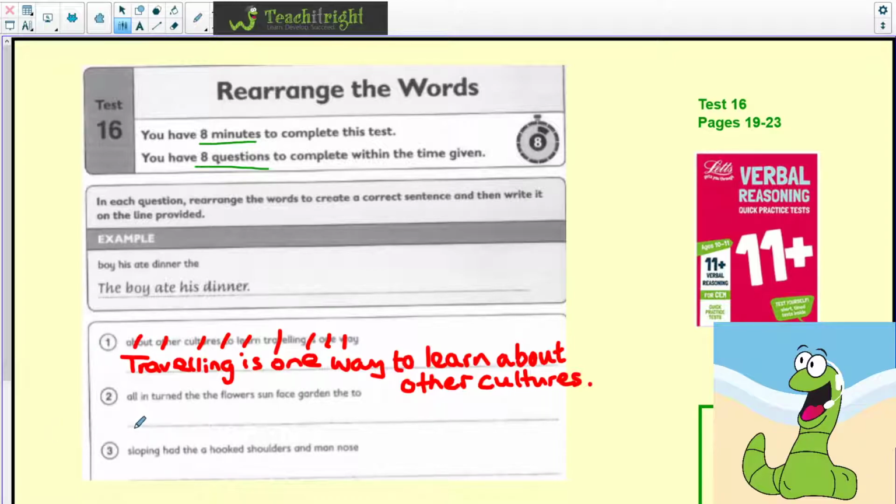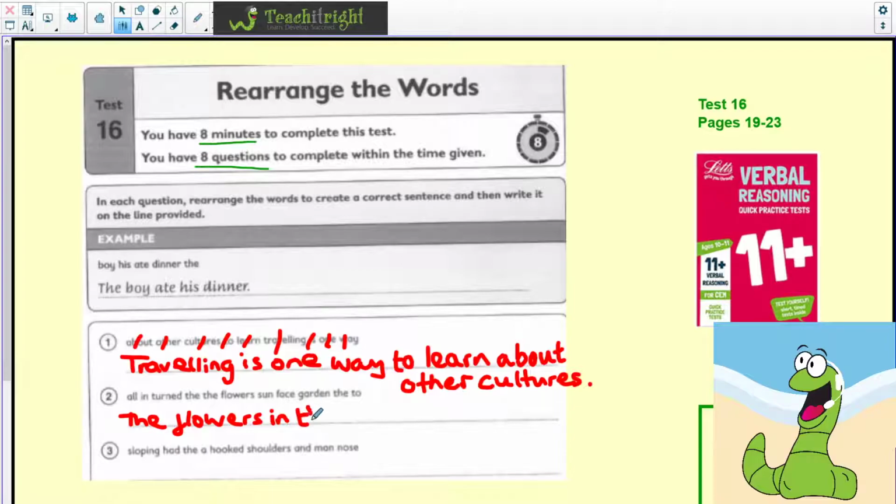Now in the next one, we've got a couple of different options here. We can do all the flowers in the garden turn to face the sun, or we could say the flowers in the garden all turn to face the sun. So it doesn't really matter. So I'm going to go with the second one. The flowers. So it's starting with an article. So the what you could say. Well, you could say the garden. You could say the flowers. You could say the sun. Okay, so sometimes it's a bit of trial and error.